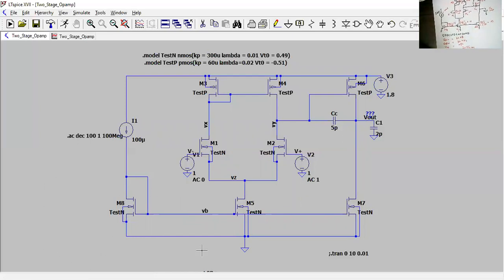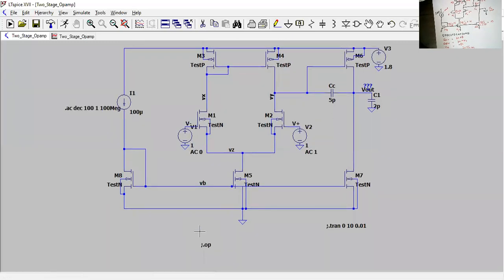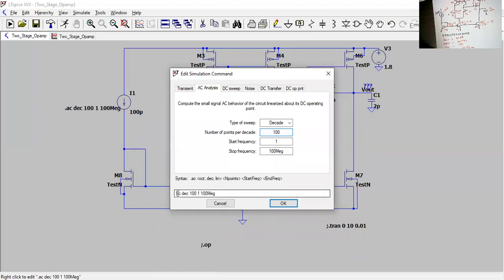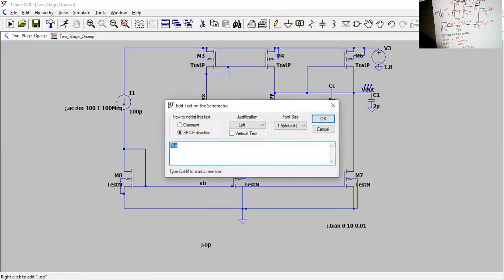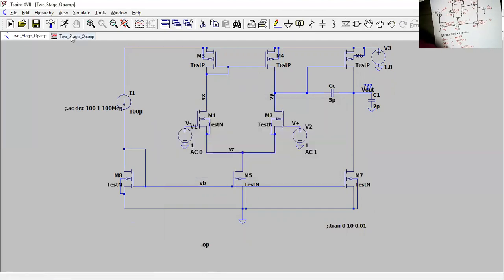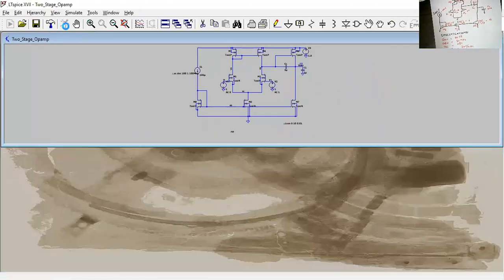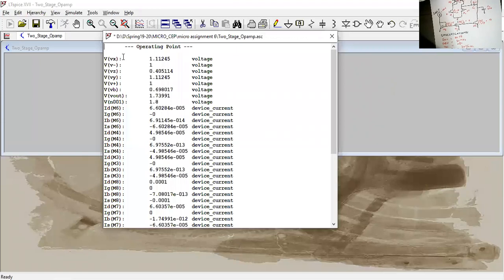The first thing we can do is run our operating point analysis. We first need to stop this one. We can stop it by adding a semicolon at the beginning, and we can remove the semicolon from here to run the operating point, and we hit the run button. Now we can see we got a table showing us the values of the voltages and the current at each transistor.